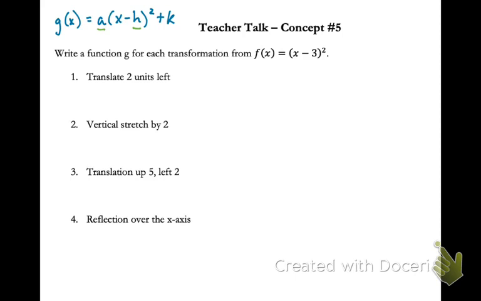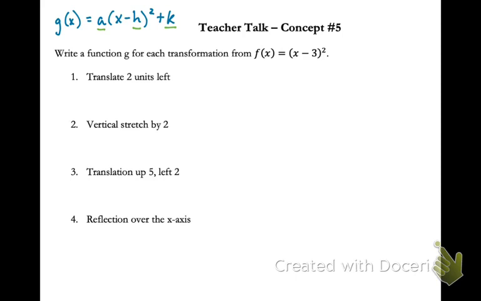And remember, it's opposite of what you would think. So if you subtract an h value, you're shifting right. If you add an h value, the graph is shifting left. And then the k value will cause the graph from the parent function location to move either up if the k value is added or down if the k value is subtracted.